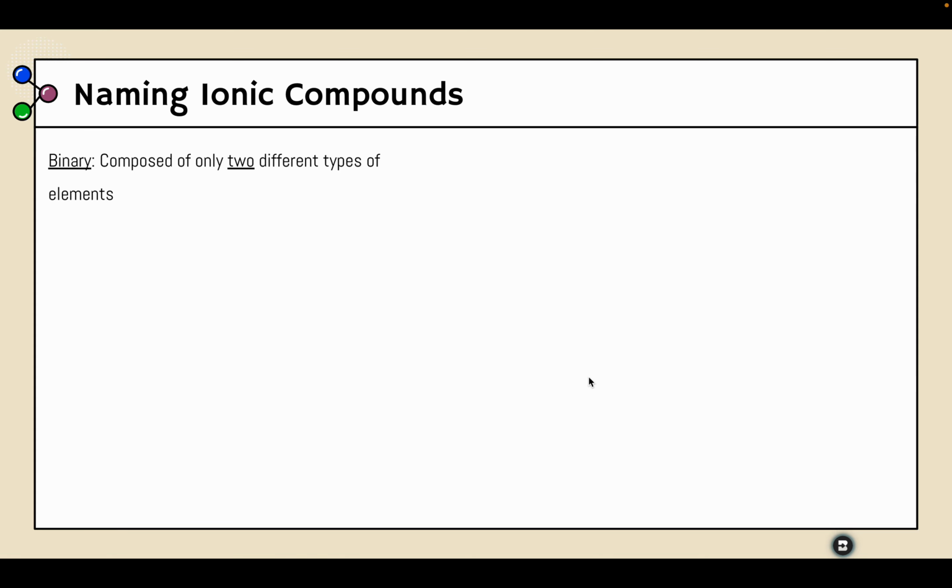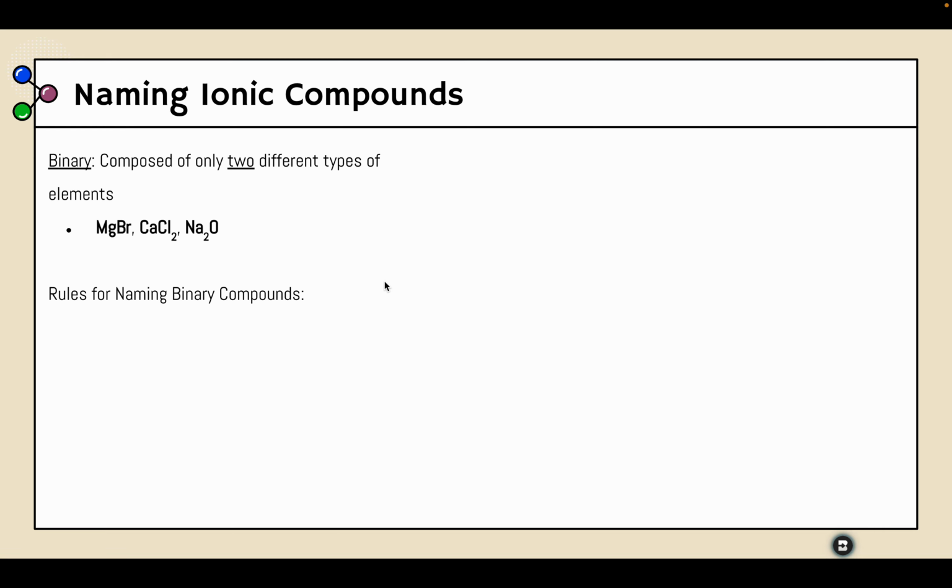When we're talking about naming ionic compounds, there's 2 different types, and today we're just going to talk about binary. These are composed of only 2 different types of elements. If you think of the prefix bi, it means 2. That's why we have an underlined 2 here. Those are 2 elements. If you look at these examples, we have magnesium and bromine, 2 elements. Calcium and chlorine, 2 elements. Sodium and oxygen, also 2 elements.